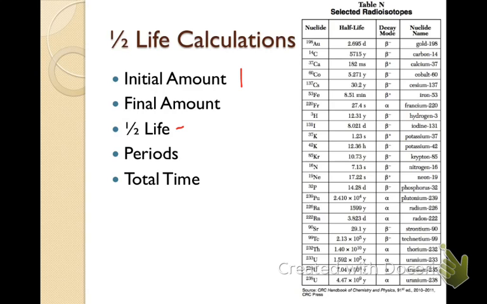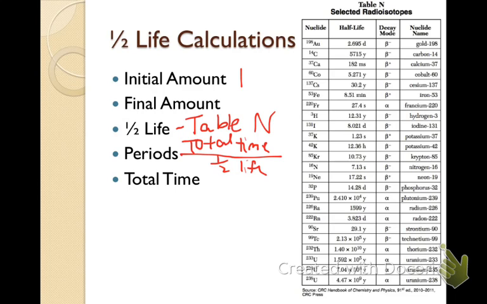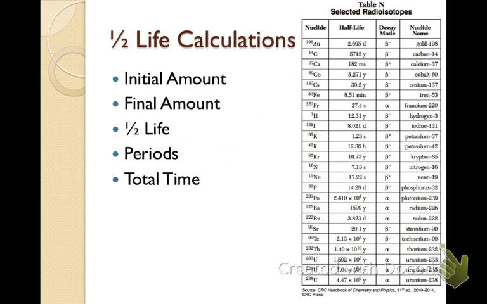The half-life, sometimes we can find that on table N. The periods, meaning how many times it undergoes decay, that's the total time divided by the half-life. So they could ask you a bunch of these different things. They might give you the initial, the final, and the periods and total time, and they might ask you for the half-life. In that case, they wouldn't tell you which one of these nuclides it would be. If they ever give you a nuclide, always look up its half-life, because that's probably where you're going to get the half-life from anyway. So let's go through some calculations.